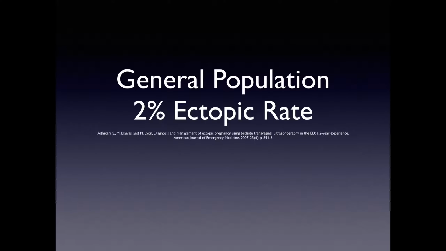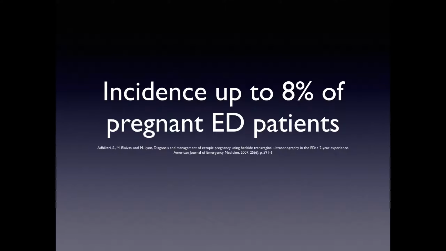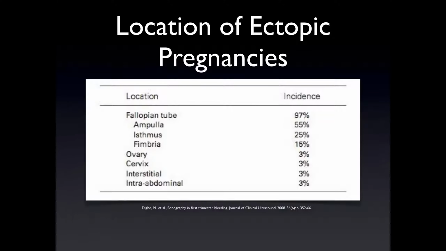So as far as epidemiology is concerned, the general population has an ectopic pregnancy rate of about 2%. However, in the emergency department, that incidence goes up to 8% of pregnant patients. That's a huge amount. Let's take a look at the published locations of ectopic pregnancies to expect what to find when we do our ultrasound. Most ectopic pregnancies are located in the tube, approximately 97% of them. However, 3% will be located in either the ovary, cervix, interstitium, or intra-abdominally. While rare, this can happen and therefore something we need to be aware of.